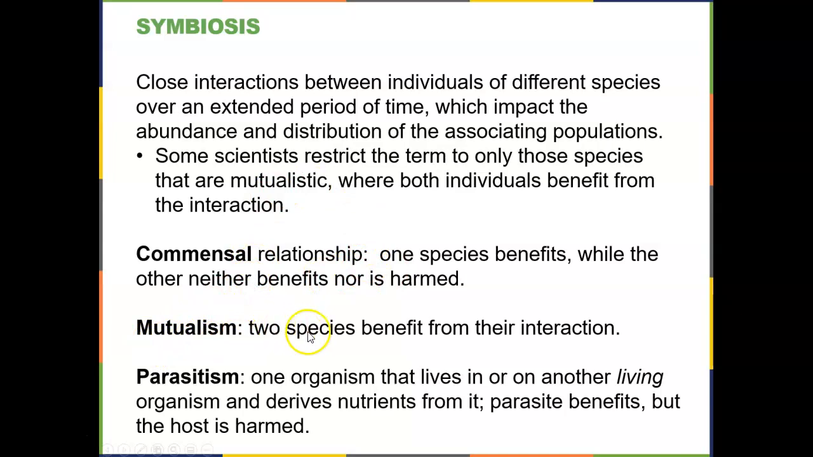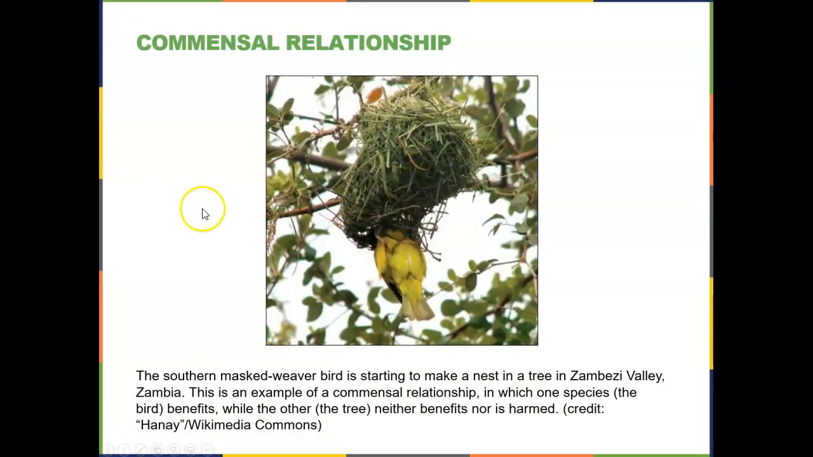Mutualism is when the 2 species live together and they both benefit from the interaction. Parasitism is when one species benefits and the other species is actually harmed, so it does not do well. Here from our textbook, we see that when birds build nests in the trees, so now we have birds living with trees, 2 different species, the bird is benefiting from the situation because it's up off the ground, away from predators, but the tree neither benefits nor is harmed.